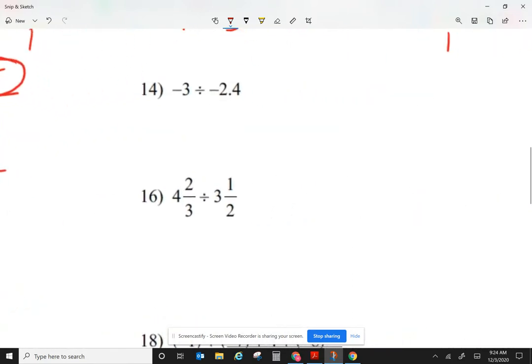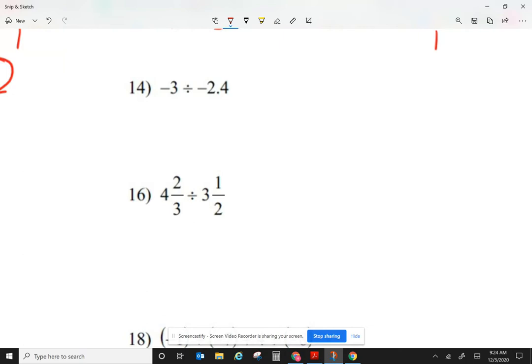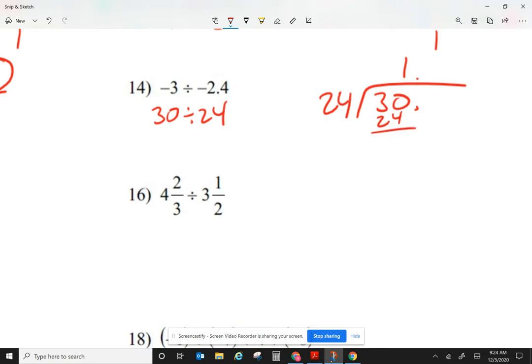Now let's take a look at question number 14. Move the decimal place one place to the right because my second number should not be a decimal. So I'm looking at this as 30 divided by 24. So let's take a look. How many times does 24 go into 30? I'm going to put my decimal point, and I have a decimal point in my answer. So then I ask myself, how many times does 24 go into 30? And I'm going to say 1 time. 1 times 24 is 24. When I subtract this, I get 6.